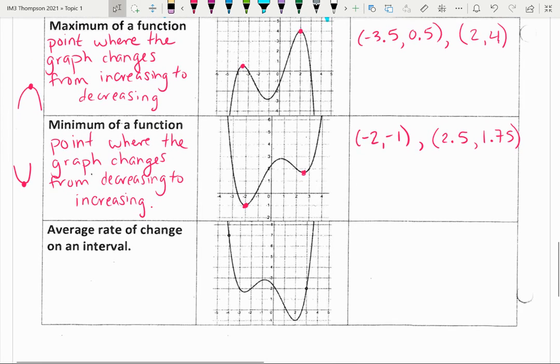All right. Last new concept, the average rate of change on an interval. When you're thinking about this, you can think of you're finding the average rate of change between 2 points, which is just the same as using slope. Your graph may or may not fall on a straight line. So this is slope of the line segment between 2 points.